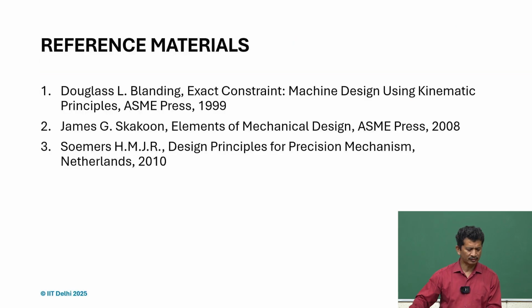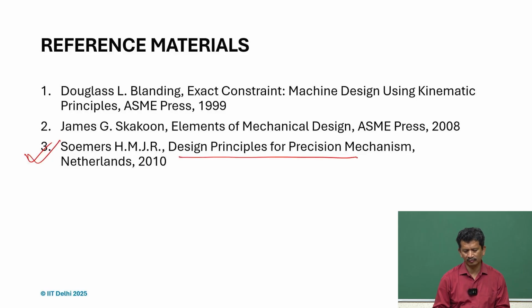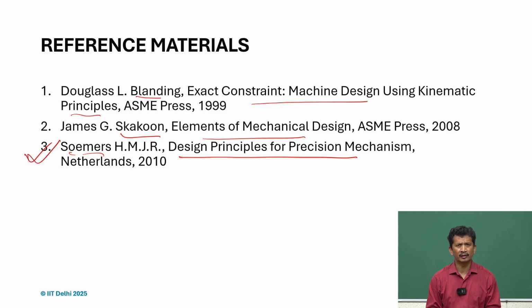So, these are the references, and for this part most of the contents are from this book, Design Principles for Precision Mechanism by Professor Soomers, who, as I mentioned, is mainly from the Netherlands, from Philips and ASML. You see a lot of designs. Also Cocoon, Elements of Mechanical Design and Blending are very good books, and you can always refer to them. If you have any doubt, please pose those problems and ask those questions. We should be able to answer and discuss those problems one by one in coming lectures.